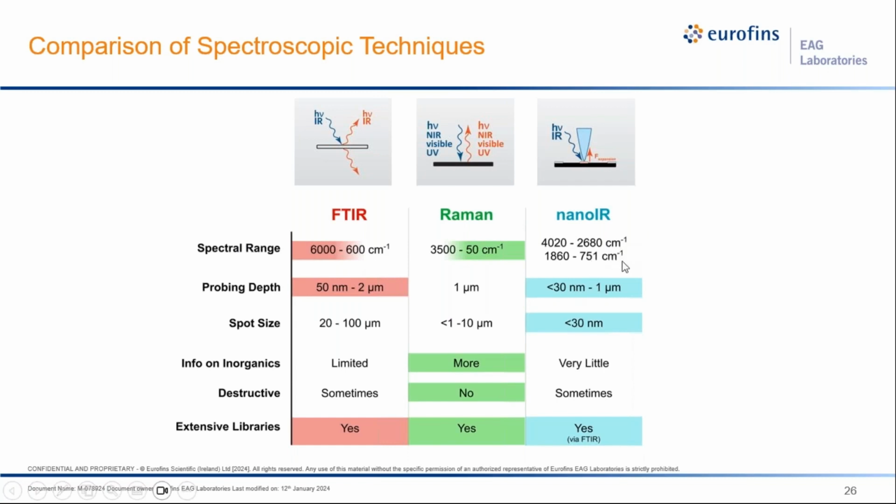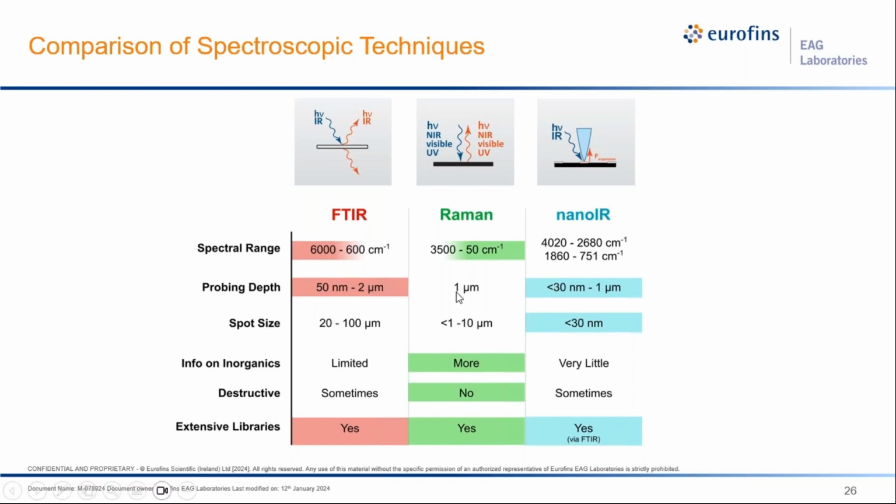Nano-IR does have a portion of the spectrum cut off, but thankfully it's not the most important part, so we can still get a lot of great information. The depth of analysis, now you see here 50 nanometers for FTIR. This is because we actually have a special accessory called grazing angle accessory that allows us to get information from the very top of the surface.